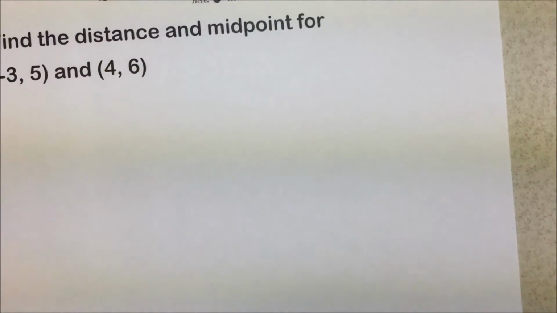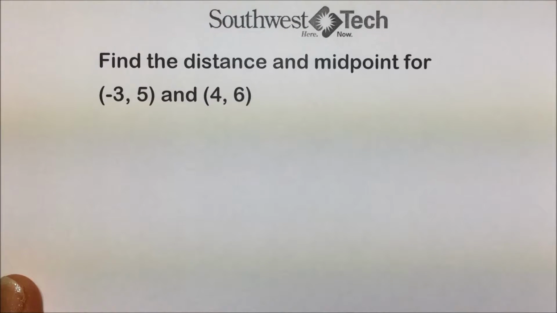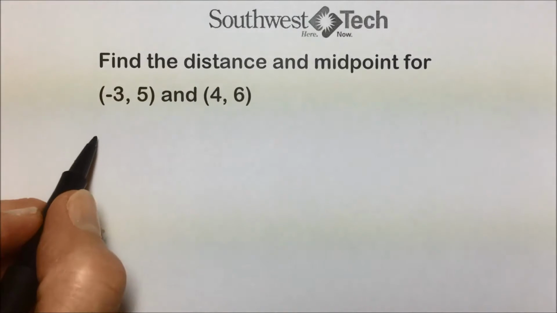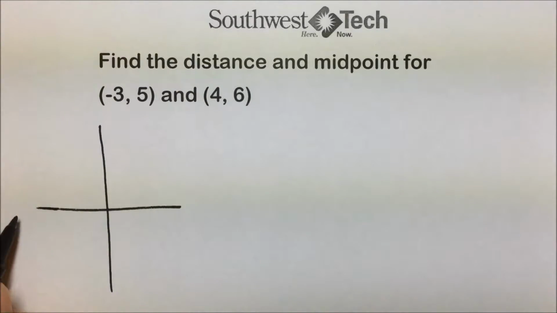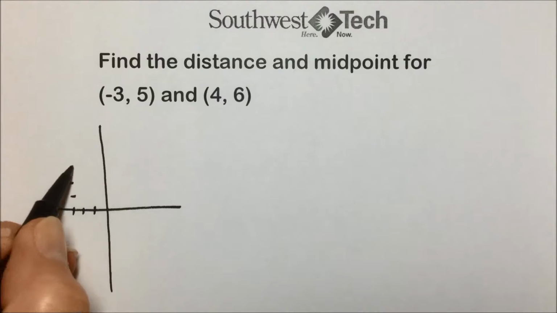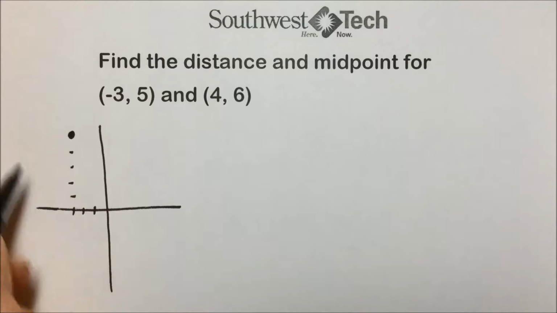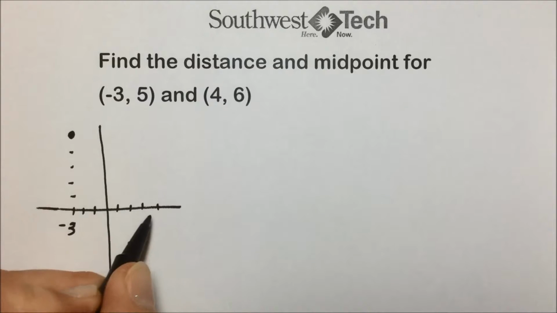Let's look at an example of how those formulas work. In this problem, they're asking us to find the distance and the midpoint for these 2 points. And just to have a little frame of reference, let's do a rough sketch of what this looks like. So we have the point -3, 5, and we have the point 4, 6.